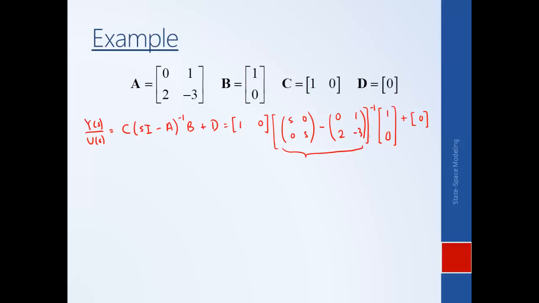So doing this subtraction internally here, you just subtract the individual elements of the 2 matrices. So in the upper left, we have an s and we have a 0. So s minus 0 is s. 0 minus 1 is negative 1. 0 minus 2 is negative 2. And s minus negative 3 is s plus 3. We want to invert that whole thing.